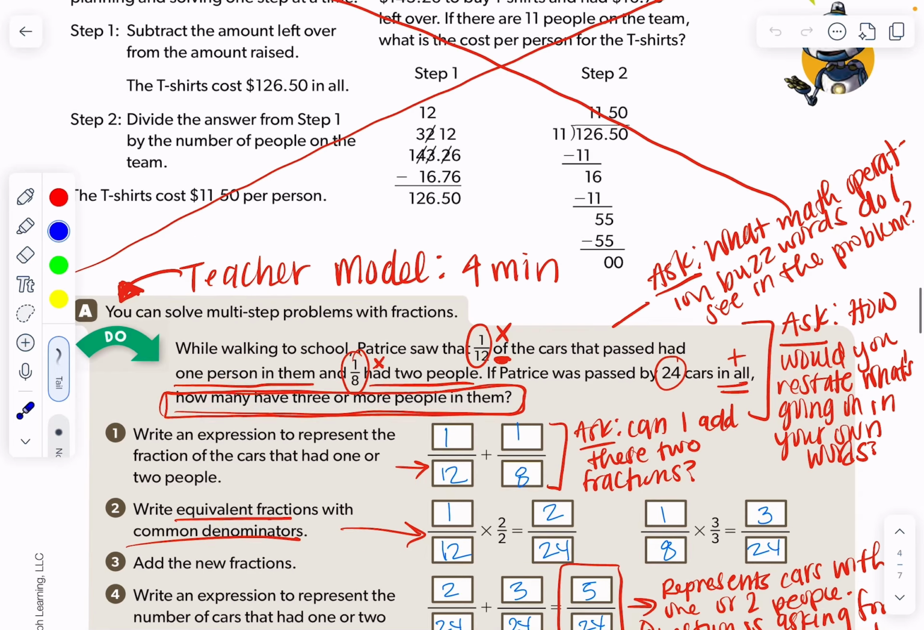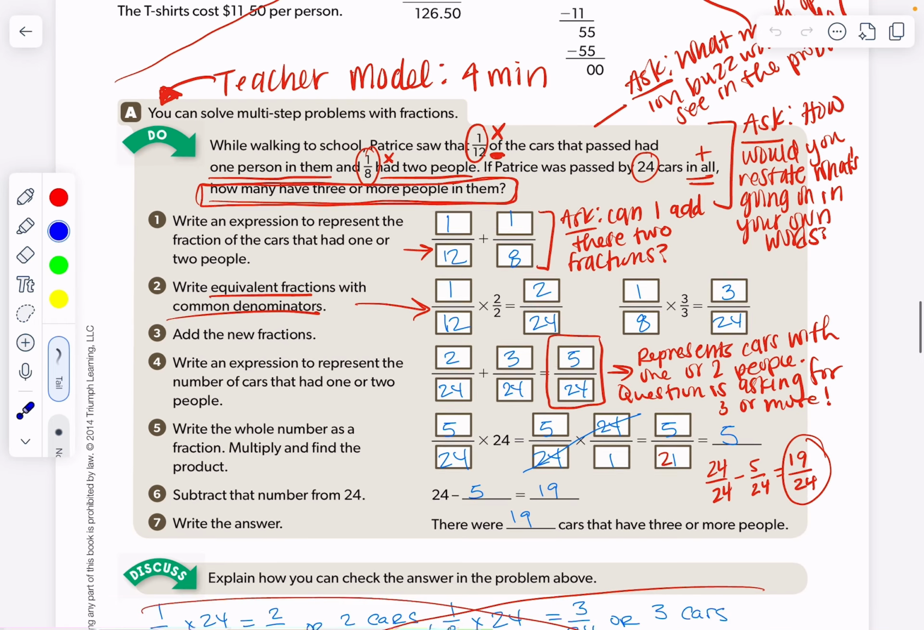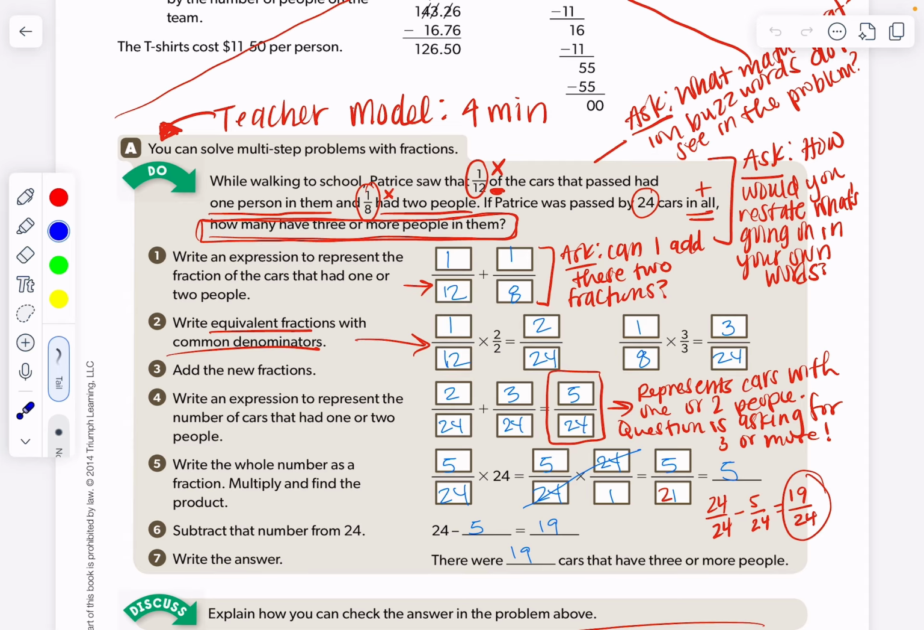So from there, we're going to take you into a few different models. Most of the questions that students will be working on today are around fractions, so most of your models will also be around fractions, right? So this question says, while walking to school, Patrice saw that 1/12 of the cars that passed had one person in them, and 1/8 had two people. If Patrice was passed by 24 cars in all, how many have 3 or more people in them?